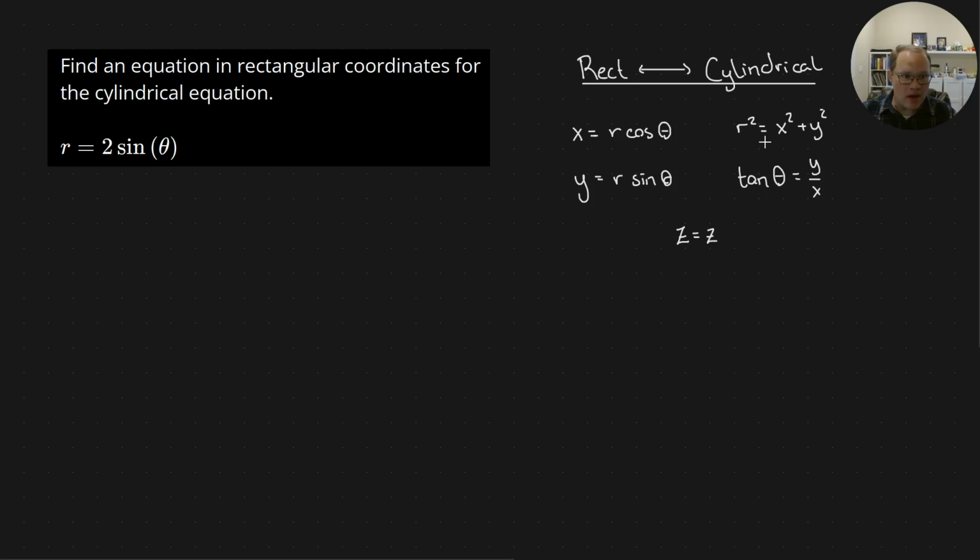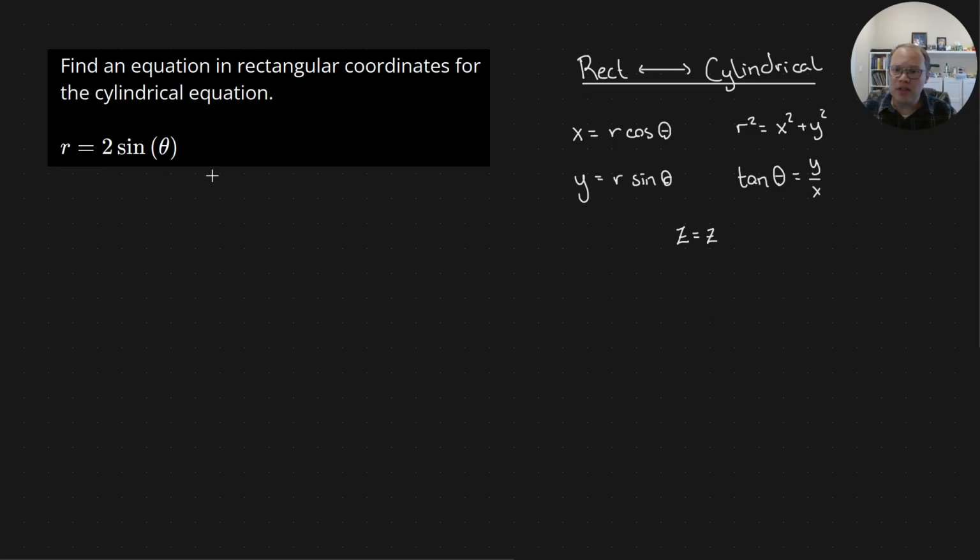right? We have r squared equals x squared plus y squared, right? But we don't have an r squared on this side, it's just r. We have y equals r sine theta, right? But we don't have just sine theta. We don't have an r sine theta here. We have just sine theta.